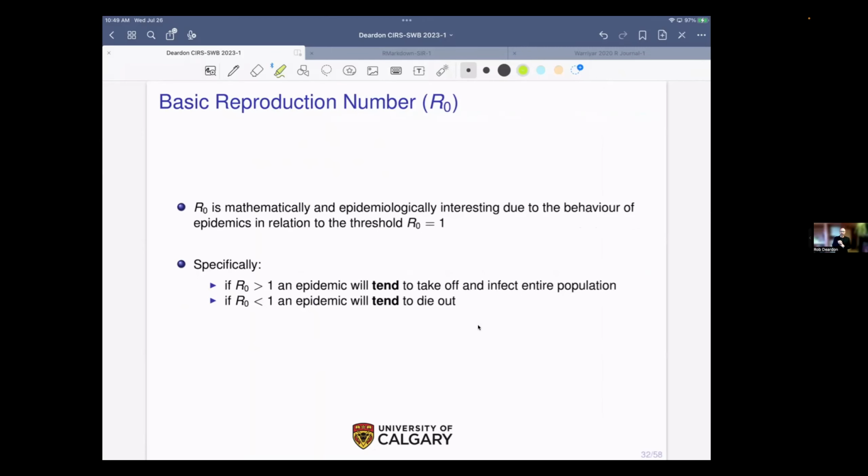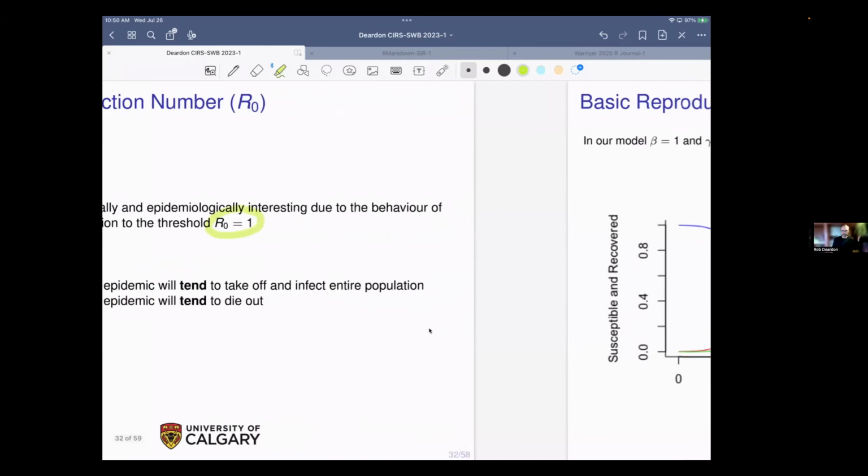It has this nice threshold behavior in relation to R naught equals 1. Right? So if R naught is greater than 1, that means on average, you're infecting more than one individual. The epidemic tends to take off and infect the entire population. If it's close to 1, it could die out through random chance, but it tends to go through the whole population. Whereas if R naught can be brought under 1, the epidemic will tend to die out. And that's one of the reasons it's of interest.